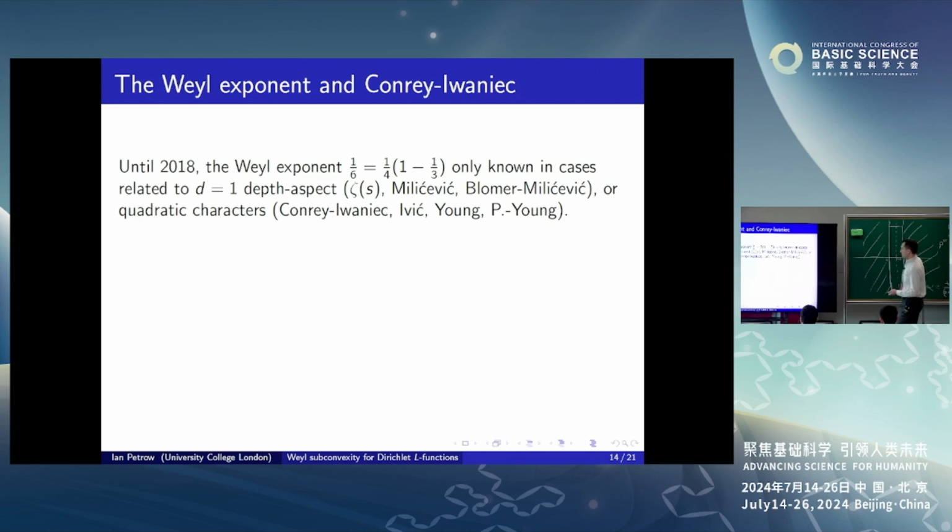Okay, so until about 6 years ago, this Weyl exponent was not known in very many situations. We had the Burgess bound in many situations, but this Weyl bound only in a few. These were only known, as I've already mentioned, for the zeta function, and also in situations where I fix a prime and take alpha going to infinity. This is the so-called depth aspect.